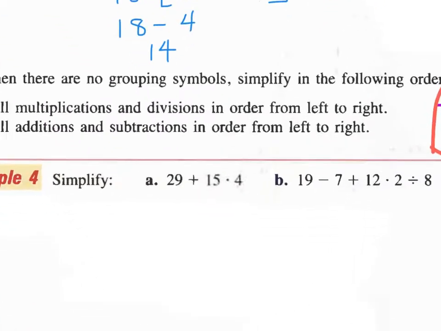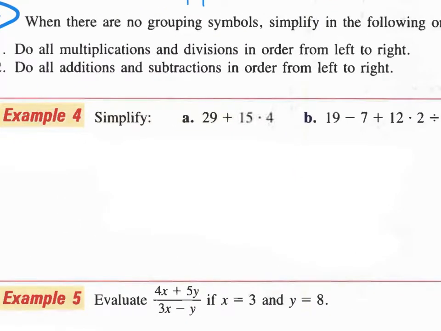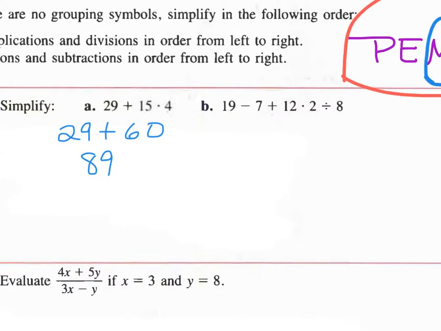Let's try example 4. So 4A. What do I need to do first? Multiply 15 and 4. Okay, and what do you get when you multiply 15 and 4? 60. All right, so again, I'm going to rewrite my 29 and my plus sign. And now what do I do? Add that up, right? And what do you get when you add 29 plus 60? 89. Perfect.